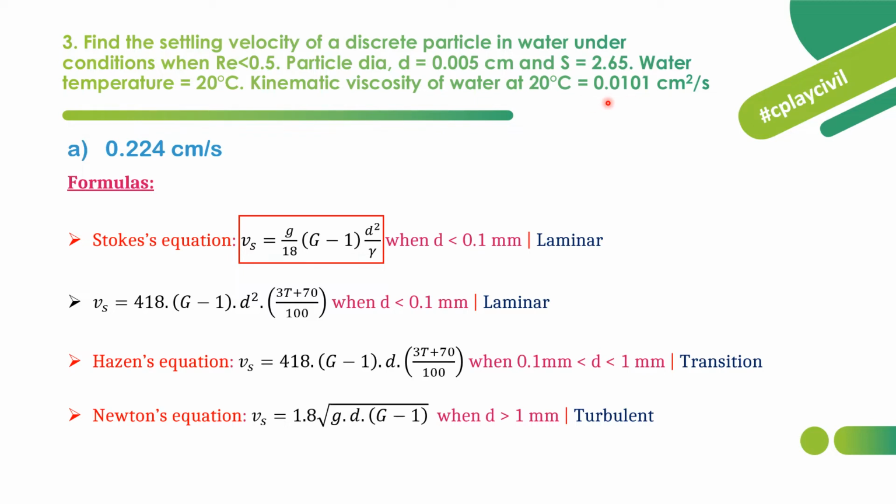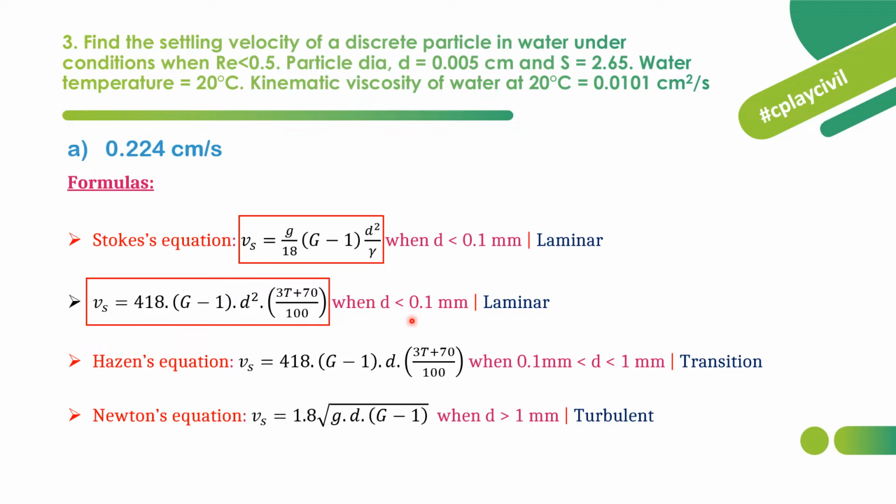They have also given the kinematic viscosity of water is 0.0101 centimeters square per second. So substitute accordingly with the proper unit so that we can get the answer for Vs. That is, here we got 0.224 centimeter per second. So this Stokes equation will be applicable only for laminar flow condition and when the particle size is less than 0.1 mm. Now let's see the next equation.